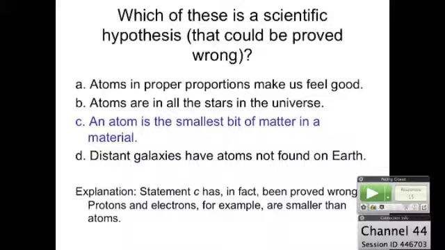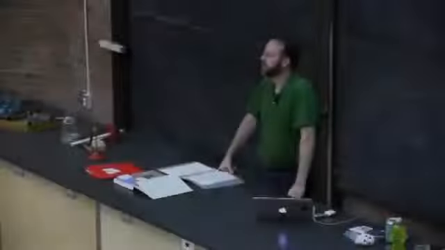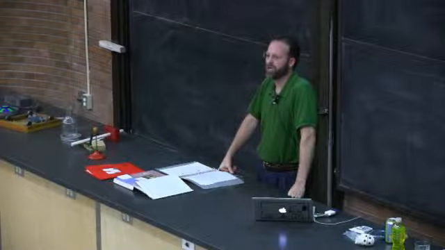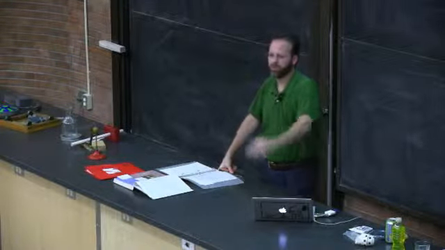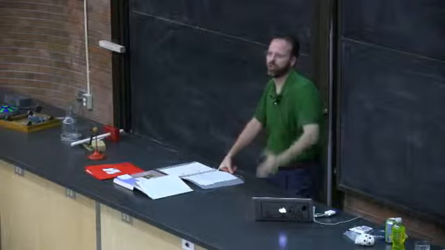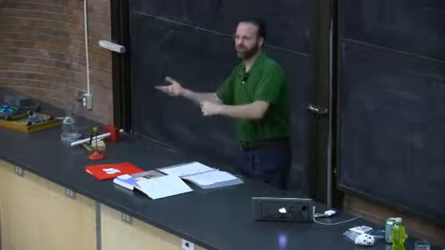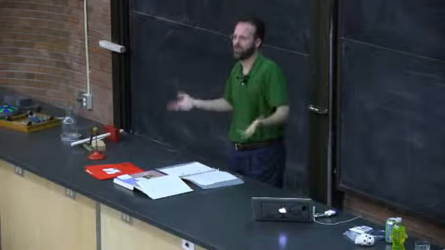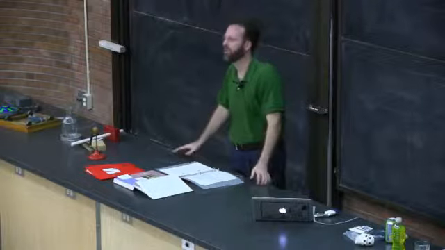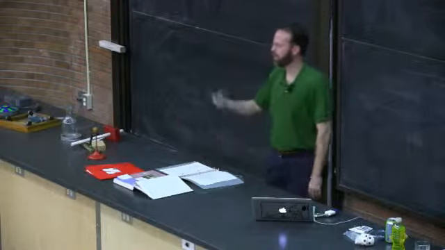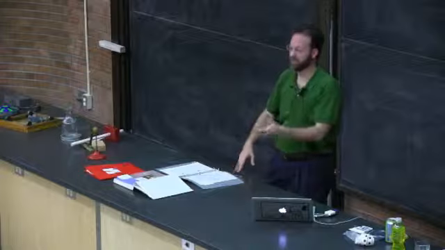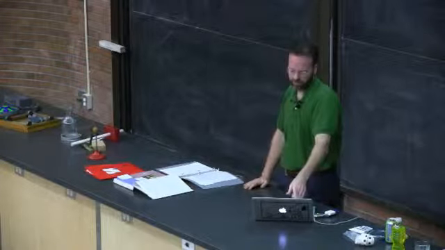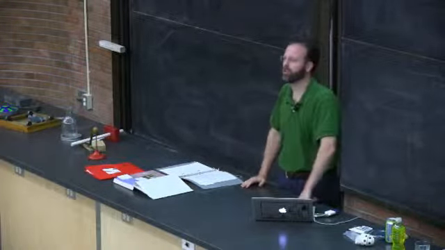Let's look at A. Atoms in proper proportions make us feel good. It's too subjective. It can be proved wrong maybe for you. Okay, yeah, it doesn't make me feel good, but it makes you feel good. So how do we distinguish which is right? Well, you can't. So it really can't be proved right, and it can't be proved wrong. That's just subjective.